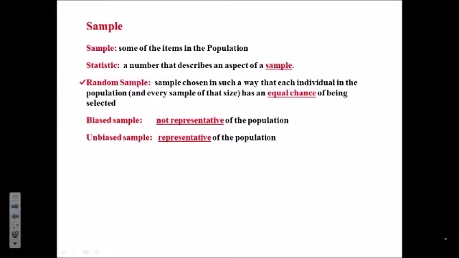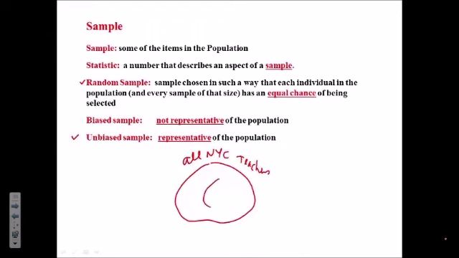Now, we like our samples to be unbiased. Unbiased means that the sample looks like the population. So if our population was all New York City teachers, and we took a sample, and in the sample we had only male teachers, then that would be a biased sample. It would not be representative of the population, because in New York City you've got male and female teachers. In fact, maybe more female teachers. If we took a sample and it only contained males, it would be a biased sample, not representative of the population.